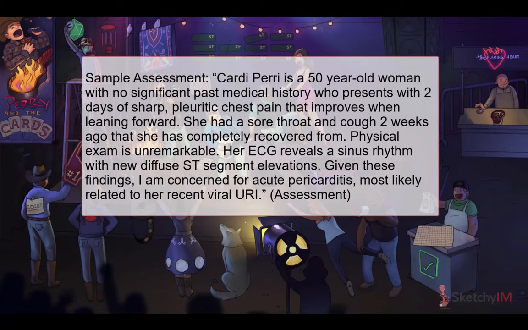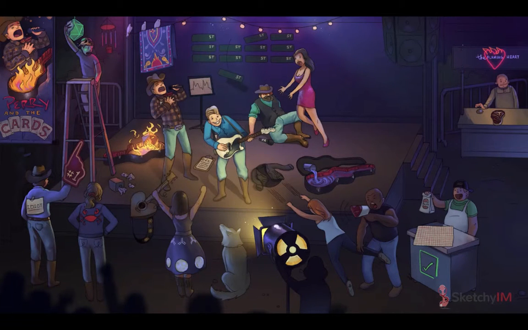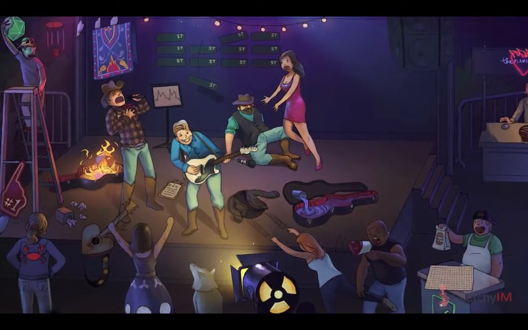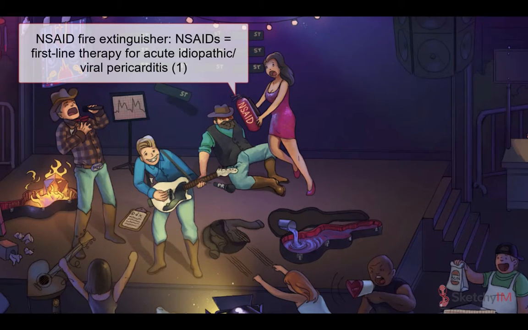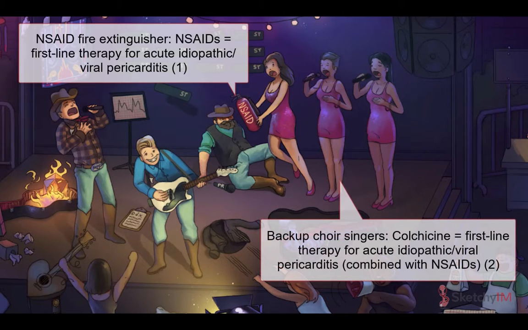Congratulations! You've diagnosed acute pericarditis. Now what? The treatment of acute pericarditis should be targeted as much as possible to the underlying etiology. But wait, if more than 80% of cases are quote unquote idiopathic, what are we supposed to do for all these patients? For nearly all patients with acute idiopathic or viral pericarditis, a combination of NSAIDs, represented by our recurring NSAID fire extinguisher, and colchicine, represented by the famous colchicine backup singers, is the treatment plan of choice. Fortunately, most patients recover after a couple of days of treatment.